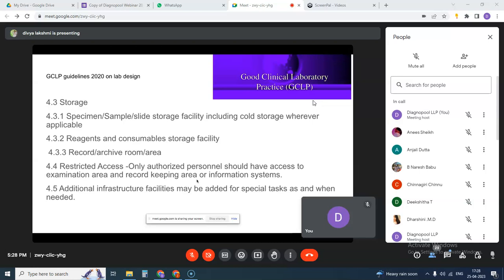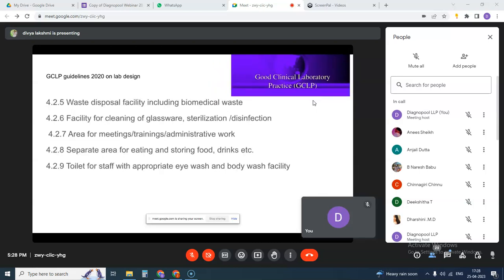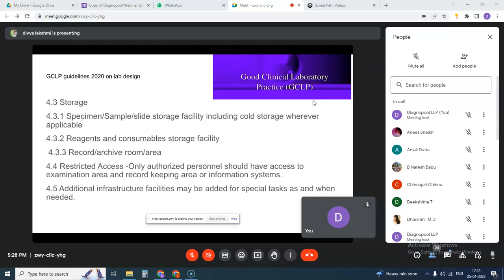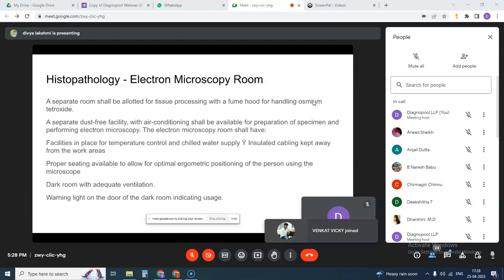So these are the basic things that GCLP and NABL say. More or less, it is the same, especially when it comes to the areas. These kinds of areas are basic and very important, irrespective of whether it is a small lab or a large lab.